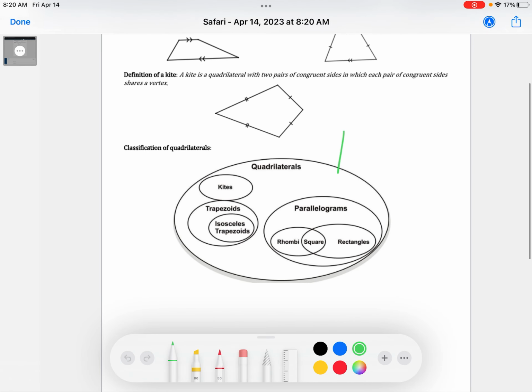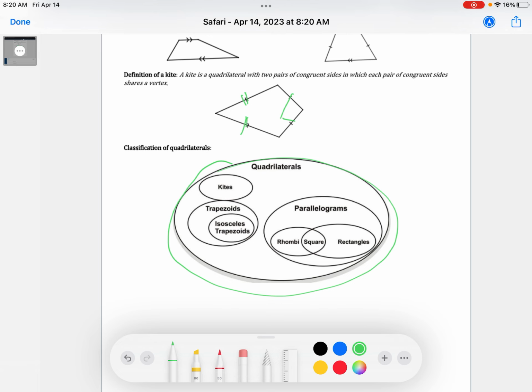Okay, right here we've got a definition of a kite. Now, a kite is easy to remember because it actually just looks like a kite, right? These guys are congruent, and these guys are congruent. Okay, finally, we have the big classification of all things quadrilaterals. So, quadrilaterals, these are 4-sided shapes.